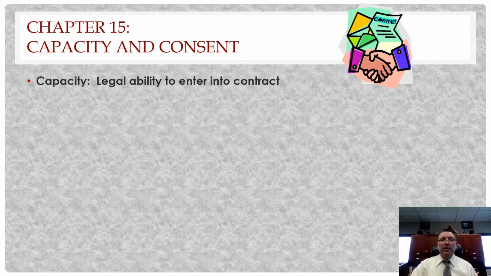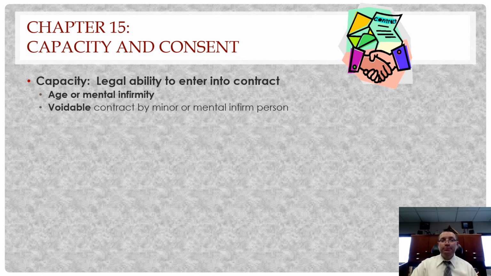All right. Capacity is a legal ability to enter into the contract. There can be age or mental infirmity, right? In most states, there is an age level. Usually it's 18. And once you turn 18, you are now legally able to enter into contracts. Prior to that, you were considered a minor and are not legally able to enter into contracts.